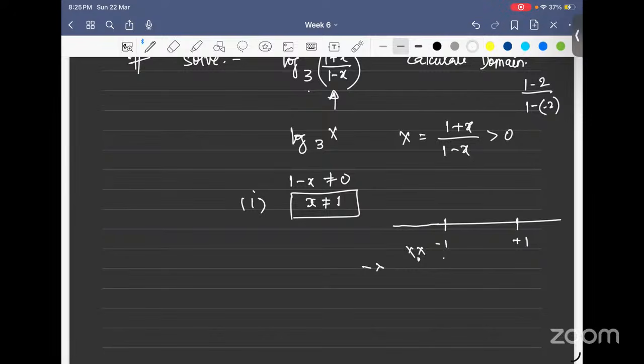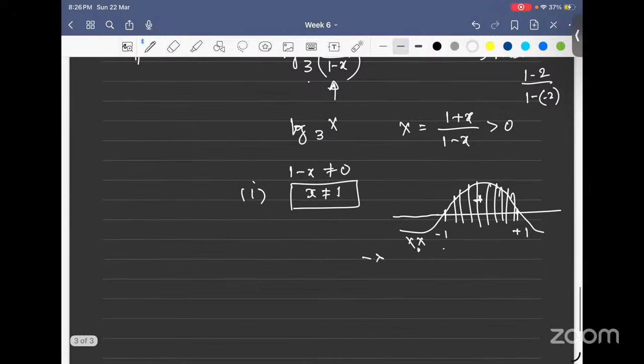Correct. Now take any value from -1 to 1. Take 0. If you take 0, what will happen? It satisfies this condition, it is greater than 0, right? So this is satisfied. If you take any value that is greater than 1, again it doesn't satisfy, right? So this also will not come. So the function goes something like that. So this is the area where the function is satisfied. That means what is the domain? X belongs to -1 to 1.